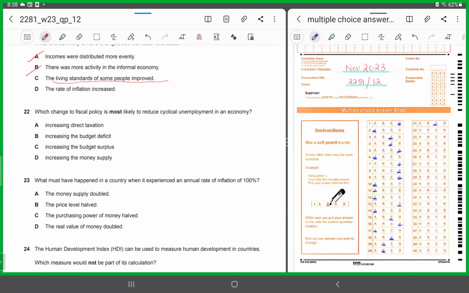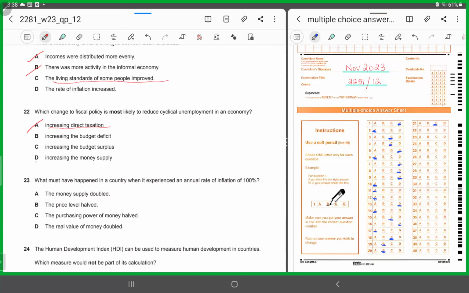So how can economic activity be increased if the government spends more? The government spends more, what happens? It spends more than its revenues. There has to be a budget deficit. If the government is increasing direct taxation, it's going to have a reverse effect. This is eliminated.